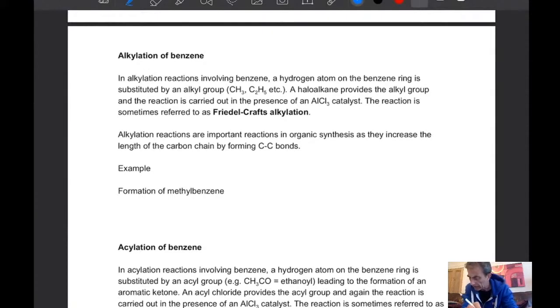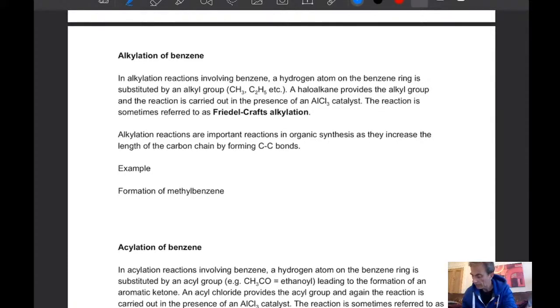And then the next sentence: alkylation reactions are important reactions in organic synthesis as they increase the length of the carbon chain by forming carbon-carbon bonds. Now if you're doing OCR, I know some of you are doing different exam boards, but if you do OCR, part of the year 13 organic chemistry is all about carbon-carbon bond synthesis. So you will see this again when you actually cover that topic. So this won't be the first time my students would see these reactions.